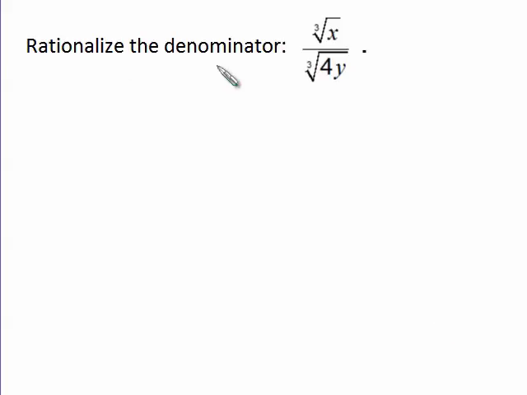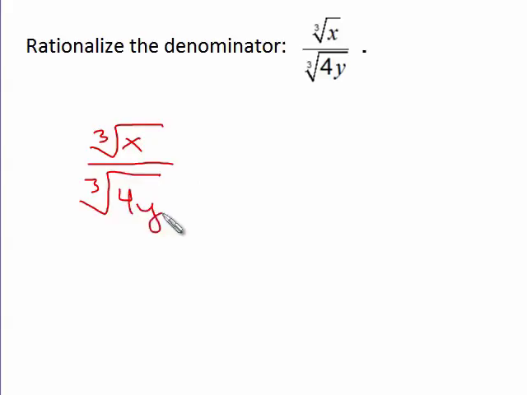Rationalize the denominator. Well, I see that I have cube roots, so I'm going to go ahead and write the problem again over here. And what I'm going to look for then is for the denominator to be the smallest perfect cube that I can create. So I need to multiply it by 2 times the cube root of 2. That will give me the cube root of 8, which is the smallest cube root I can create with a 4.